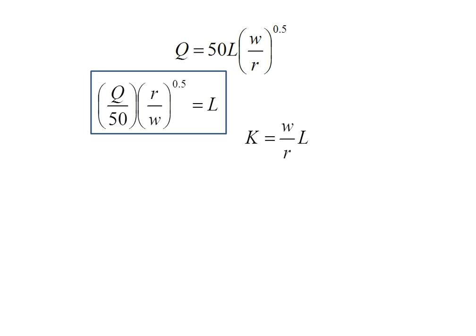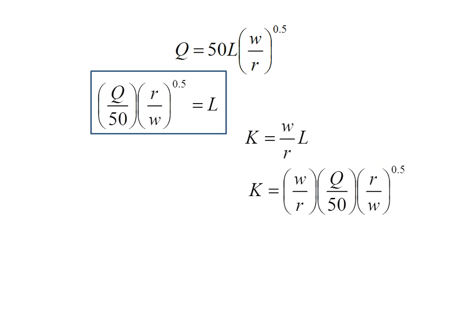Once I have solved for L, I go back to my K equals W over R times L expression, and I'll plug all this in for L. In this case, there's a little more simplification I can do since I've got that W over R out in the front and the R over W raised to the 0.5 in the rear. Those R's are going to combine. I'm going to just put it over here on the side so you can see.